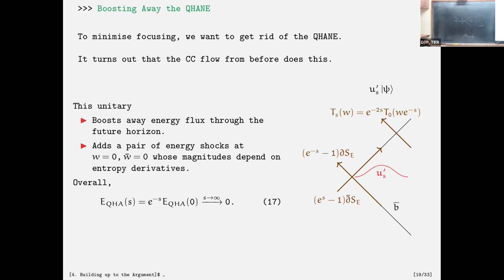But the point is that what it does is it boosts away the quantity. Remember, that quantity is the thing that makes horizon null rays non-empty. In terms of the right side of the equation, it is the thing that sources focusing. And then removing all focusing using this one.